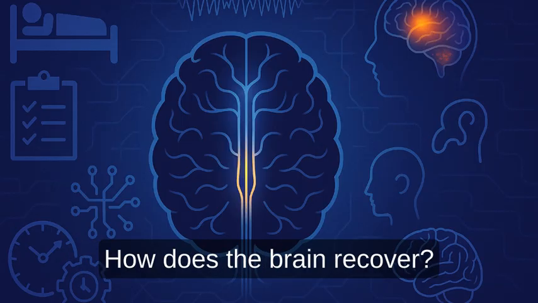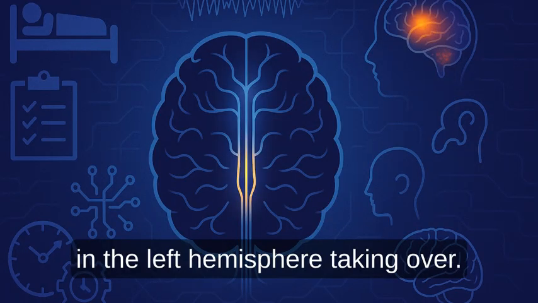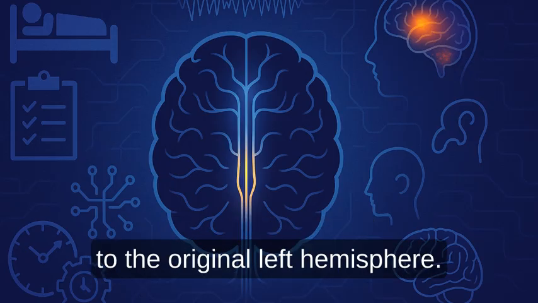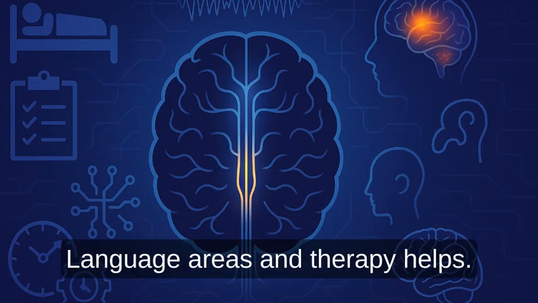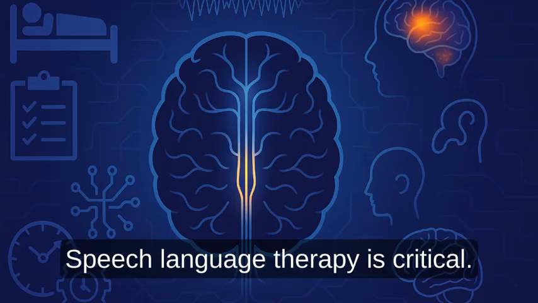How does the brain recover? It might involve the right hemisphere compensating or adjacent areas in the left hemisphere taking over. Functional imaging suggests the best recovery happens when function returns to the original left hemisphere language areas. And therapy helps. Definitely. Speech-language therapy is critical.